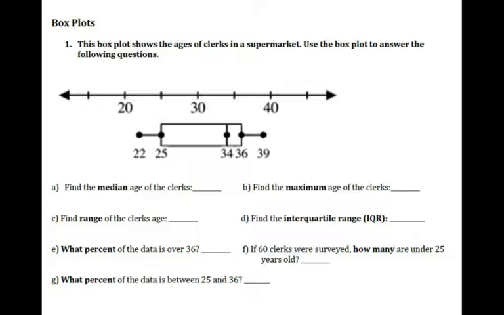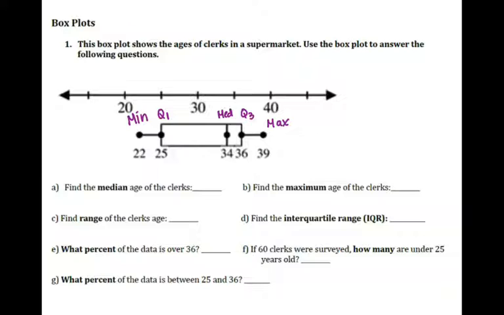All right, moving on to box plots. This box plot shows the ages of clerks in a supermarket. Use the box plot to answer the following questions. First and foremost, I'm actually going to label everything in my box plot. So that 22 is going to be the min. 25 is your first quartile. 34 is your median, 36 is your third quartile, and 39 is your max. So that helps me answer the questions that follow.